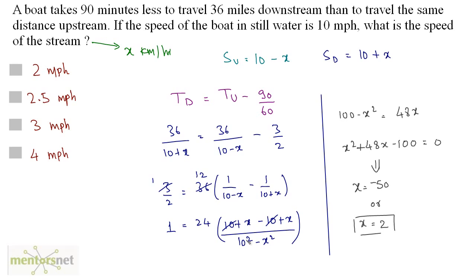On solving this, you'll get a quadratic equation which when you solve it further, you'll get two values of x. One of them will be minus 50 and the other will be 2. And you always ignore the negative value because speed cannot be negative. So you take the value of x as 2. So 2 miles per hour is the speed of the stream. So option A is the correct answer.